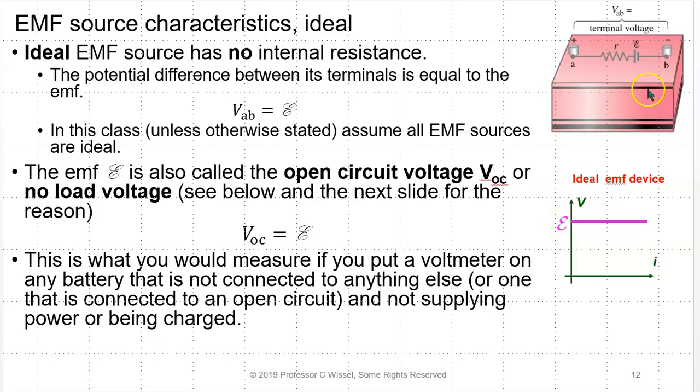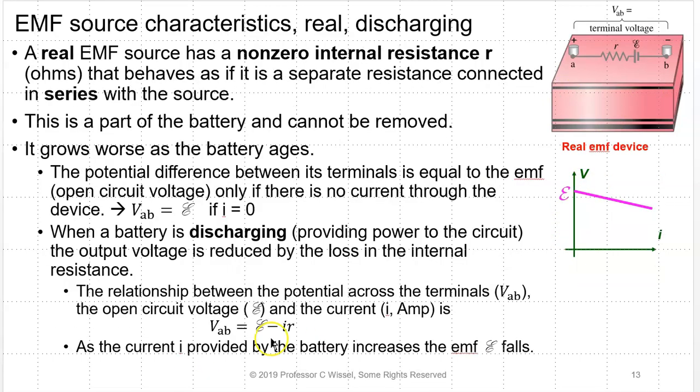The voltage across the terminals always equals the EMF. Now we're going to investigate what happens when you have an internal resistance. This is the EMF source characteristics for a real battery during the discharge cycle while it's supplying a current to a load. The real EMF source has a non-zero internal resistance R in ohms that behaves as if it is a separate resistance connected in series with the source.